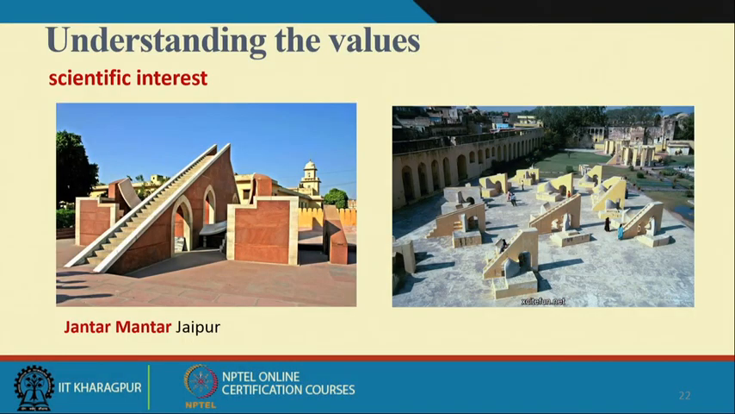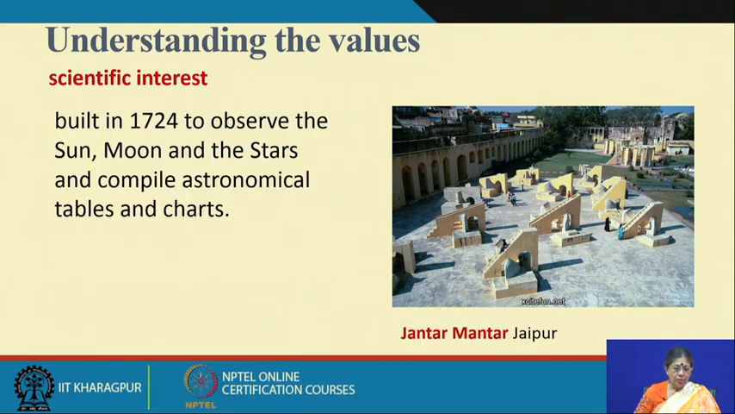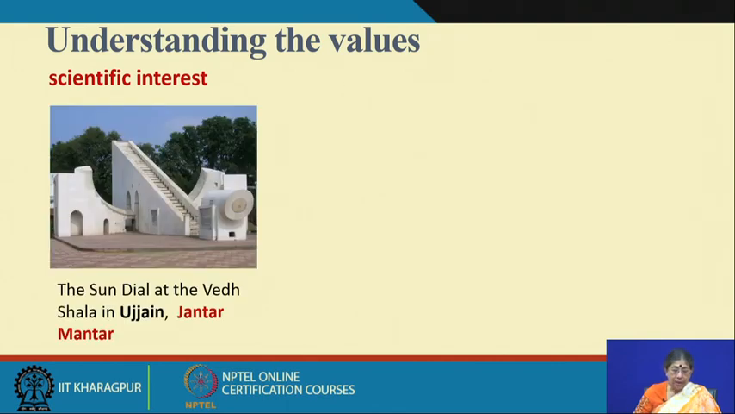The Jantar Mantar in Jaipur is basically an observatory, which was built in 1724 to observe the sun, moon and the stars and compute astronomical tables and charts. So, they are quite ancient, and they were built for scientific reasons. There are 5 places all over India where these Jantar Mantars are located.